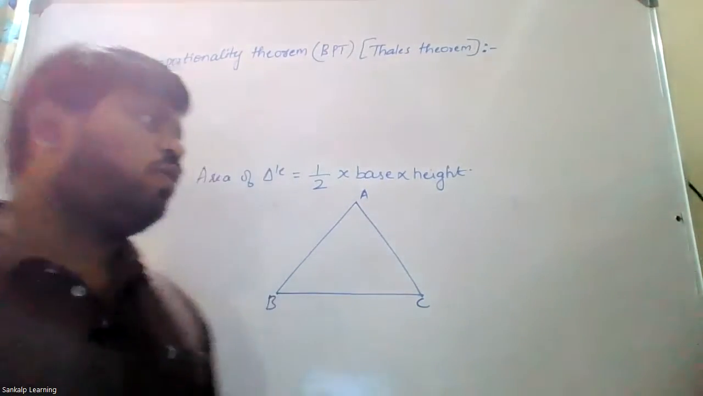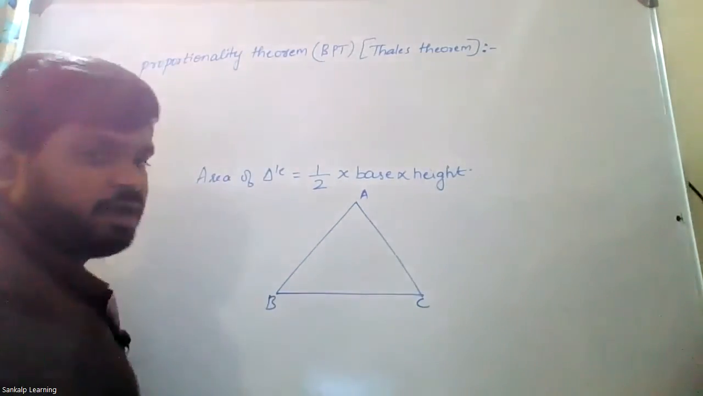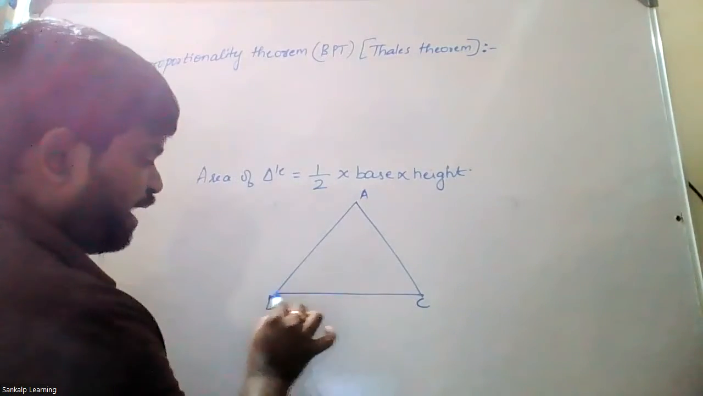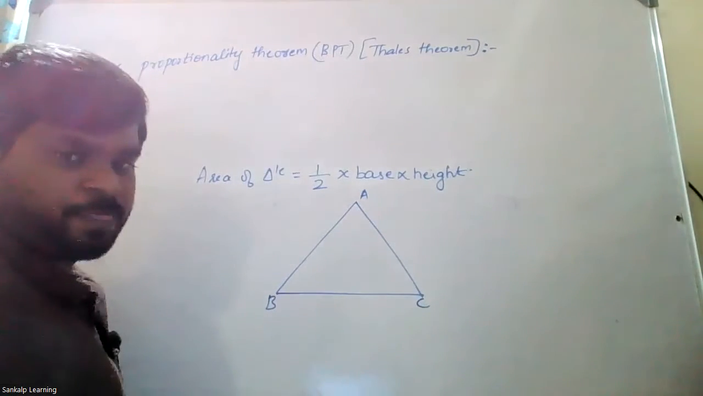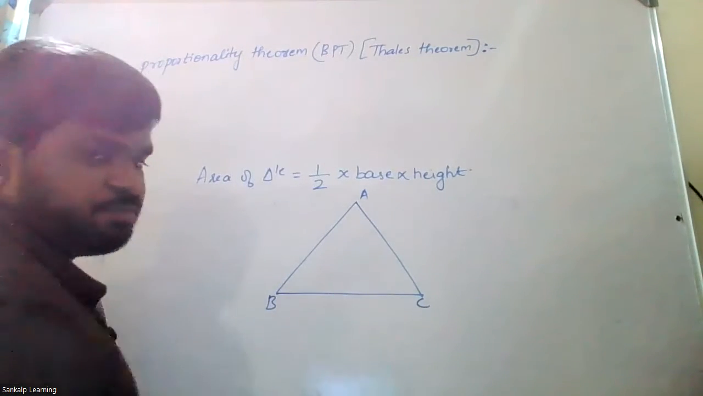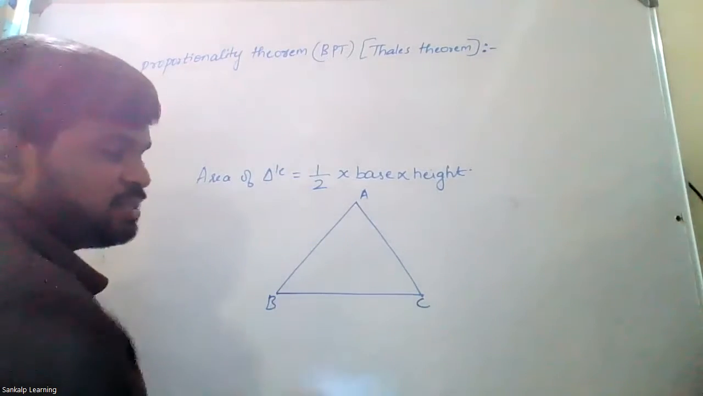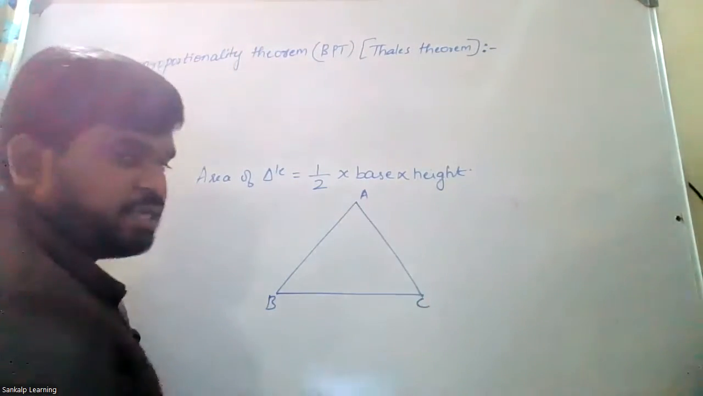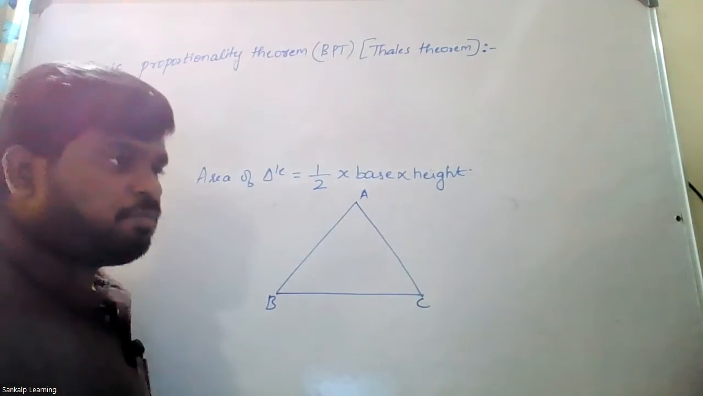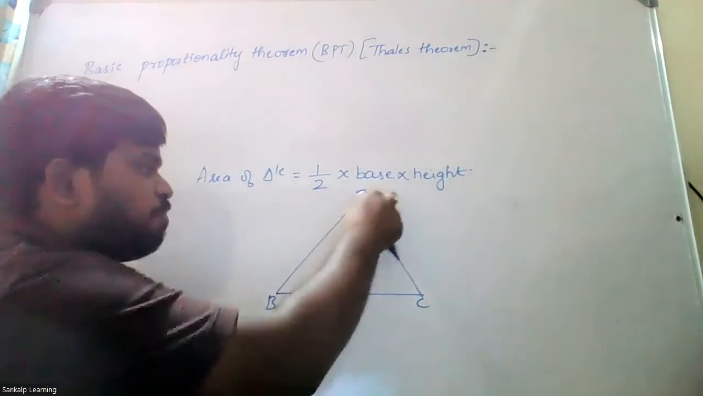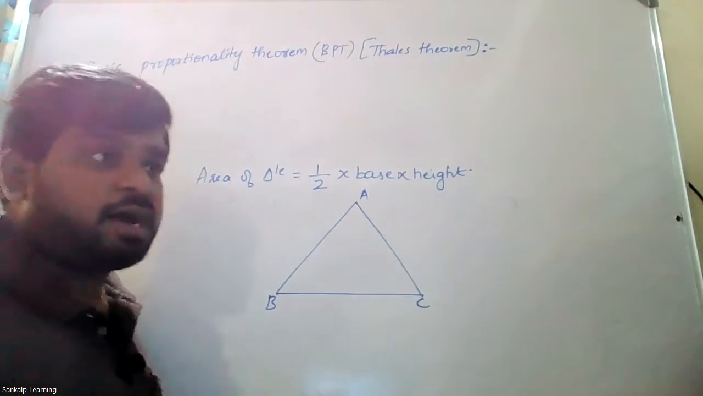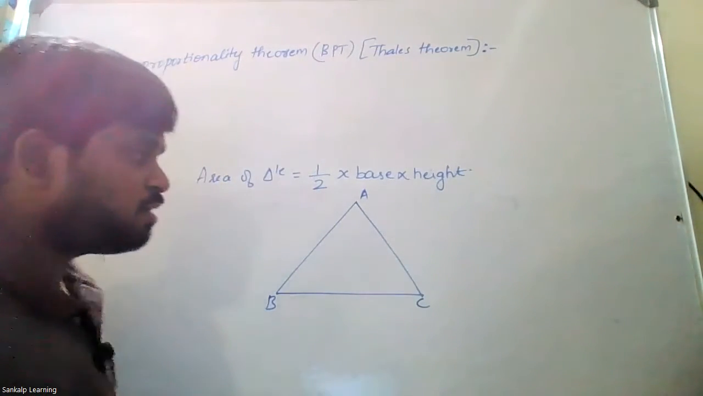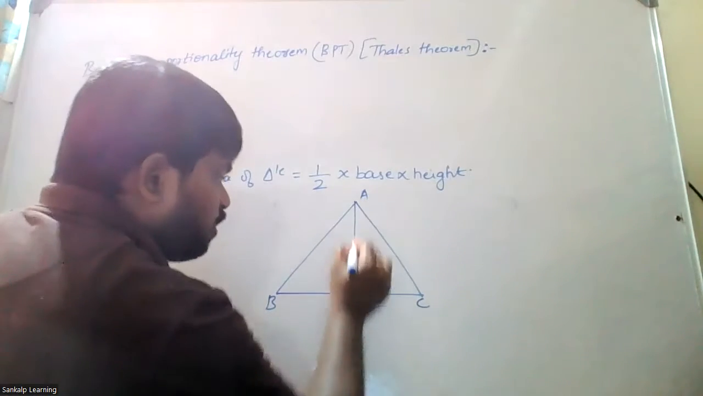Now, what is the height of the triangle? Suppose I am taking BC as the base. Will AB act as the height or AC act as the height? Some of you might think AB, some might think AC, but some are telling some different answer. What is that? A perpendicular line.